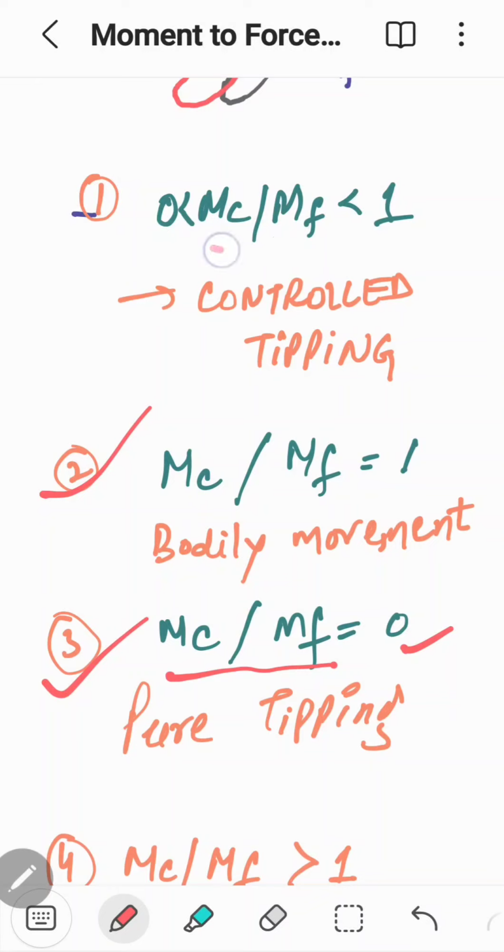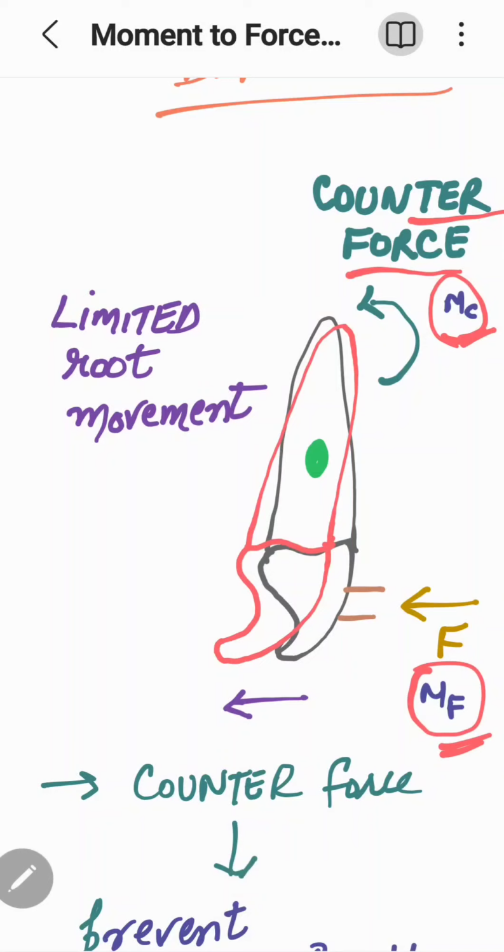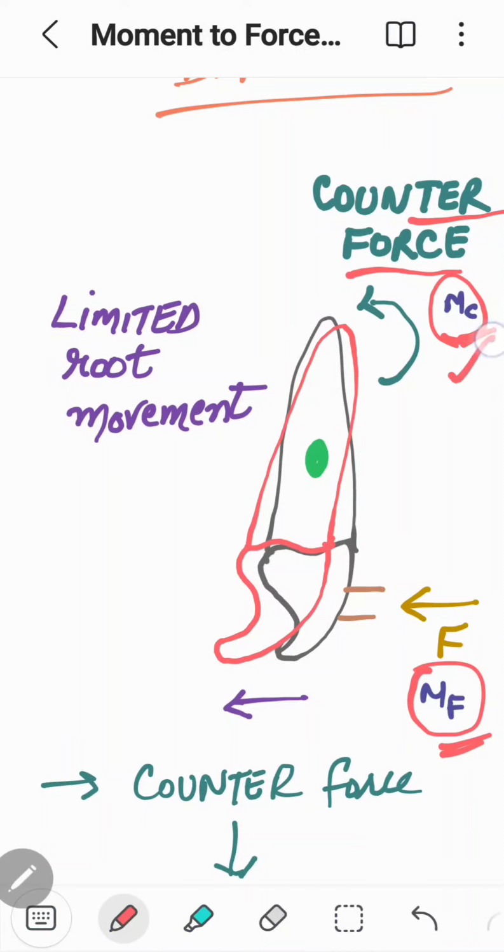Situation 3 is if MC by MF is greater than 0 but less than 1. What does it mean? It means the counterbalancing force is applied but it is not more than the MF value. The MF value will be greater and hence the crown movement will be more, but there will be little or restricted root movement. So in that case, limited root movement, or controlled tipping, shall be seen.